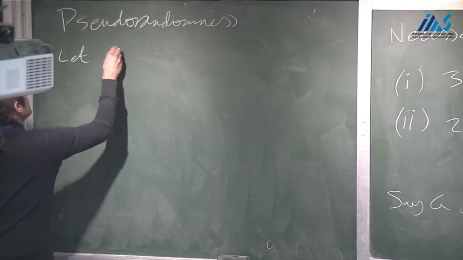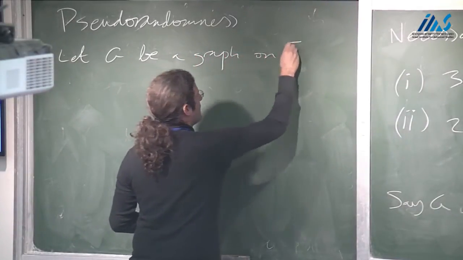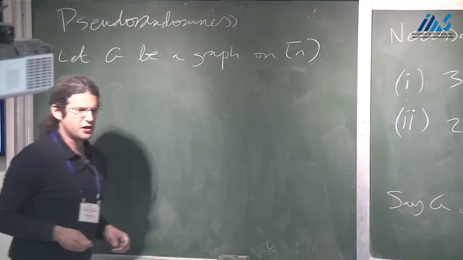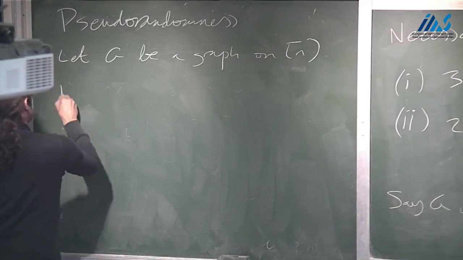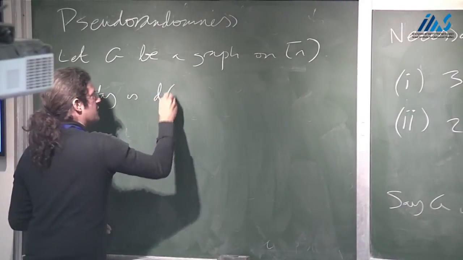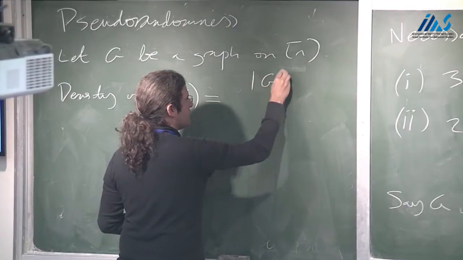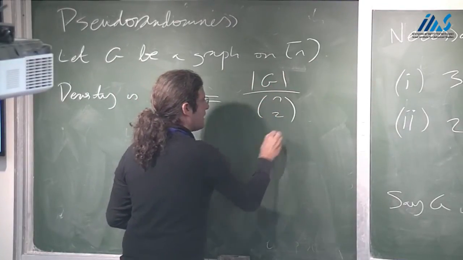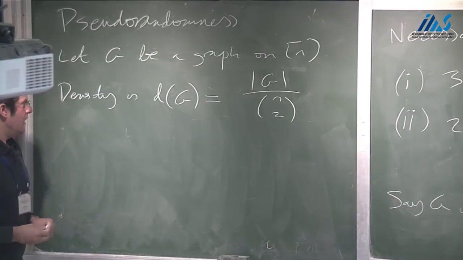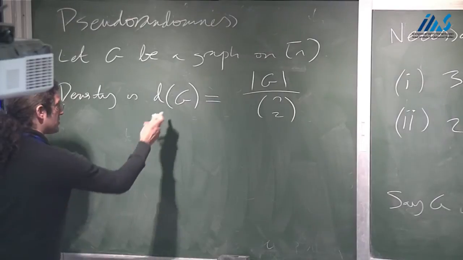So let G be a graph on N vertices. The density, little d of G, is just the proportion of all pairs that are edges, so the number of edges divided by N choose 2. So what am I going to say? I'm going to say the degree of every vertex is close to being what it should be if it was random.